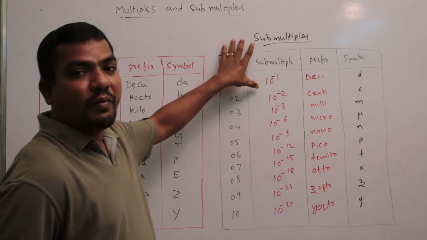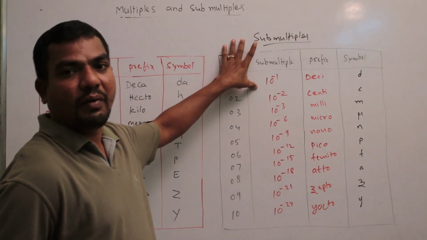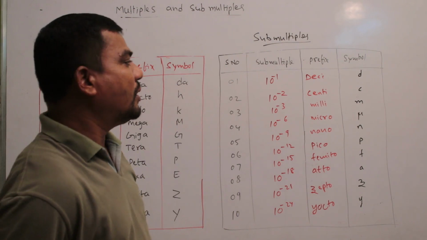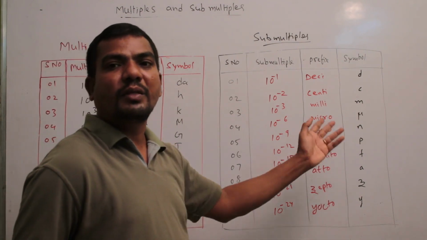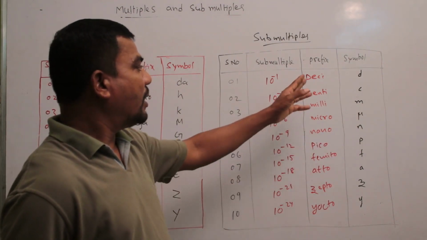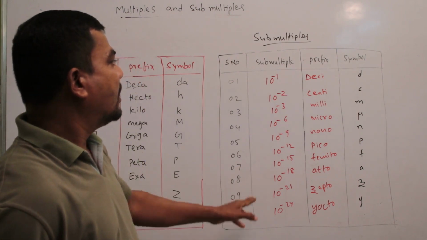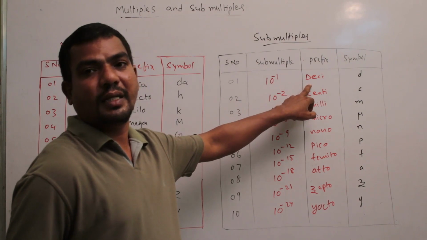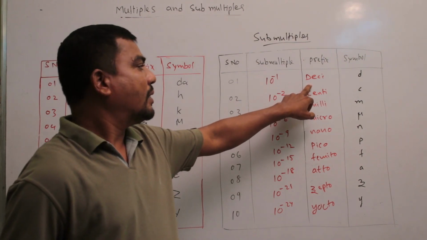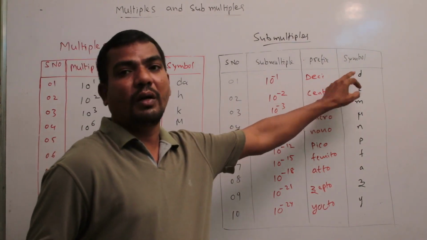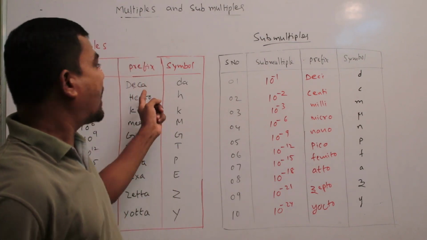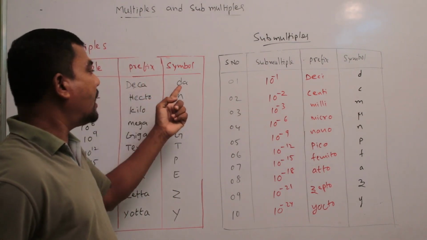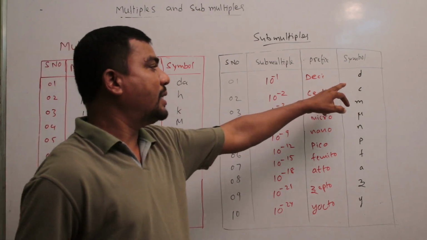What type of prefixes are used? What are the symbols of submultiples? In the next column, 10 power minus 1 is called with prefix deci. Its symbol is small d. Compare deca, da, and deci, d.